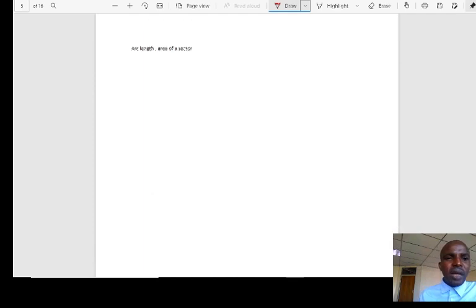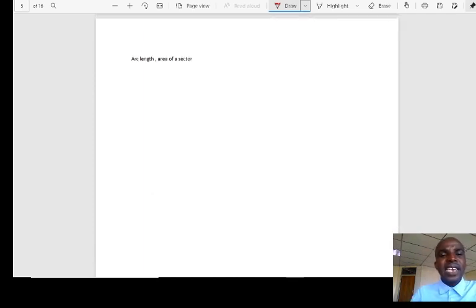Right, let's move on to the next part. Next part is arc length, area of a sector, and also perimeter of a sector. How can you calculate those things? Right, then let's start with arc length. Arc basically is part of the circumference of a circle. So to get the arc length, you get it right away from the circumference of a circle.